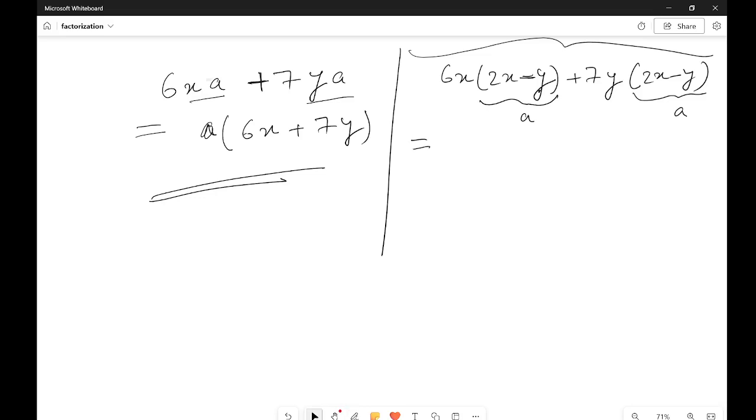So now what we did common, we took common a. Same here, a is nothing but my expression 2x minus y whole, and then within bracket you will have 6x plus 7y.